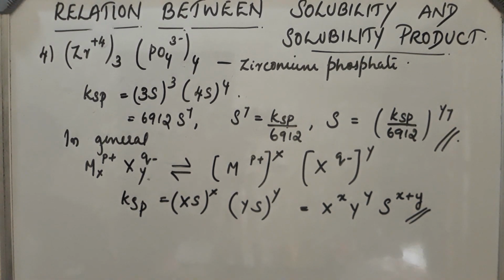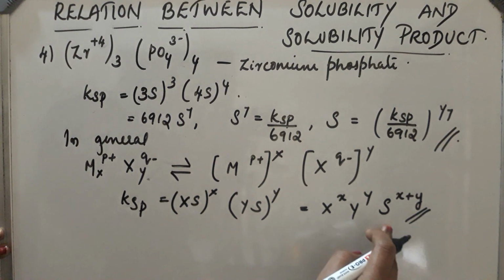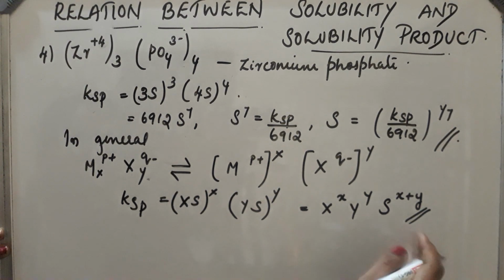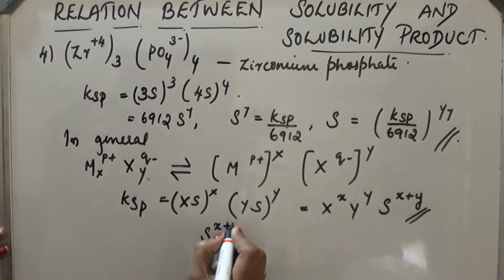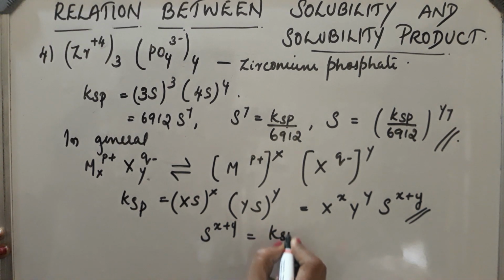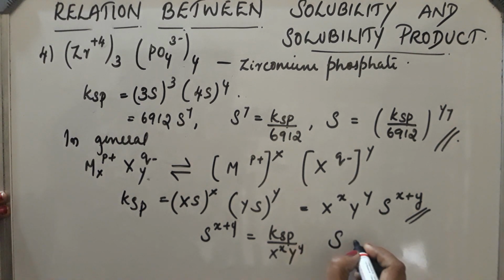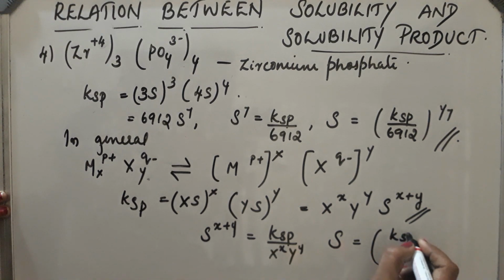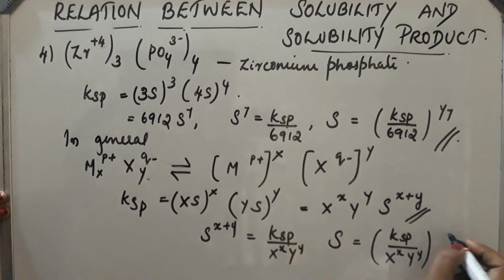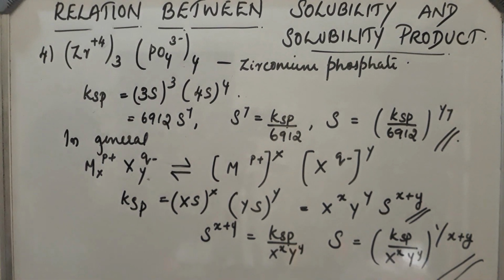So how can we find solubility? Ksp is the solubility product and S is the solubility. This is the relation in general. So S raised to X plus Y is equal to Ksp by X raised to X, Y raised to Y. Now what will be S? S will be equal to Ksp by X raised to X, Y raised to Y, whole raised to 1 by X plus Y. This is the solubility in general.